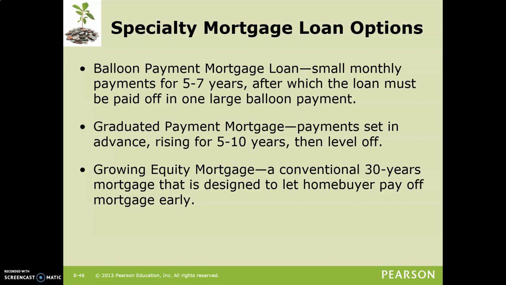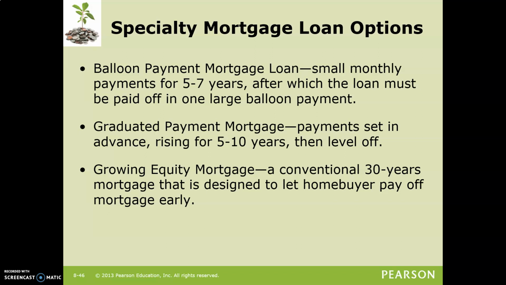In some cases, the initial mortgage payments are only large enough to cover the interest on the loan, and in other cases, the payment may be equivalent to the loan amortized over 30 years. However, what balloon payment mortgage loans all have in common is that payments are constant for a few years, then the loan comes due and it is paid off with a very large final payment.